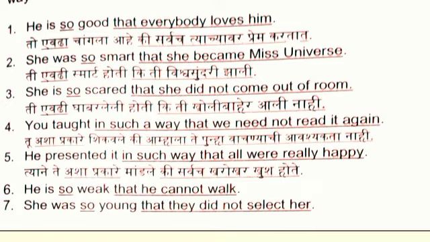In the next sentence, he presented it in such a way that all were really happy. That all were really happy is the example of adverb clause of result. In the sixth sentence, he is so weak that he cannot walk. That he cannot walk is the example of adverb clause of result. And in the last and seventh sentence, she was so young that they did not select her. That they did not select her is the example of adverb clause of result.